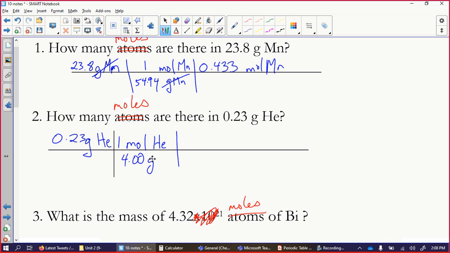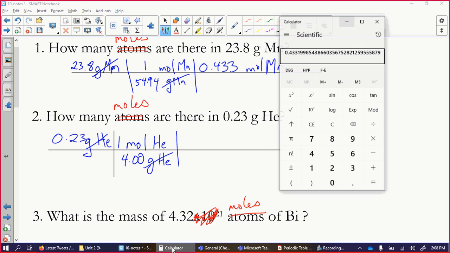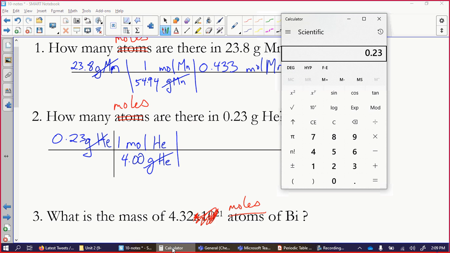1 mole of helium weighs 4 grams. Grams and grams cancel. 0.23. That one has 2. That one has 3. 2 and 3 means the smaller number of places is 2. So zeros at the beginning don't count, so I'm going to do those two. Oh, that one's tricky.